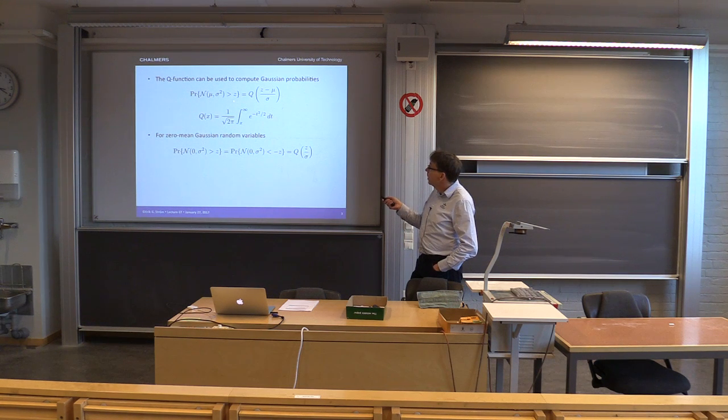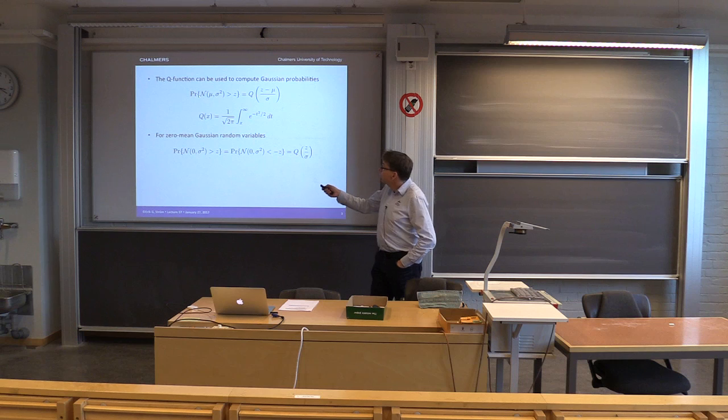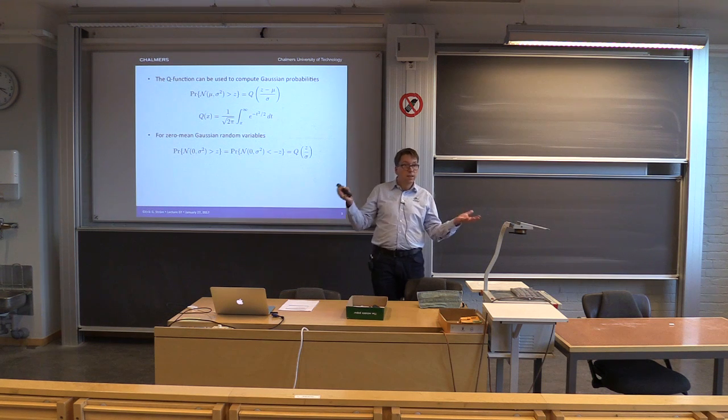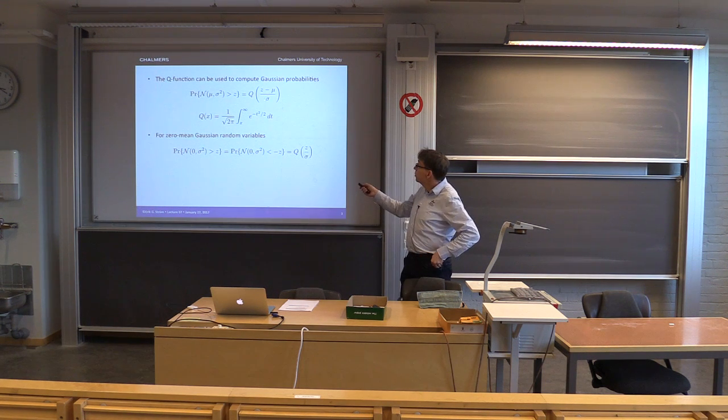So if we have a Gaussian random variable with mean mu and variance sigma squared, and we want to calculate the probability that it exceeds some number z, we can use the Q function, which is implemented in MATLAB. It is essentially the tail of a Gaussian bell curve with mean 0 and standard deviation 1. So we just take z minus mu and divide through by the standard deviation. And this is the definition of the Q function.